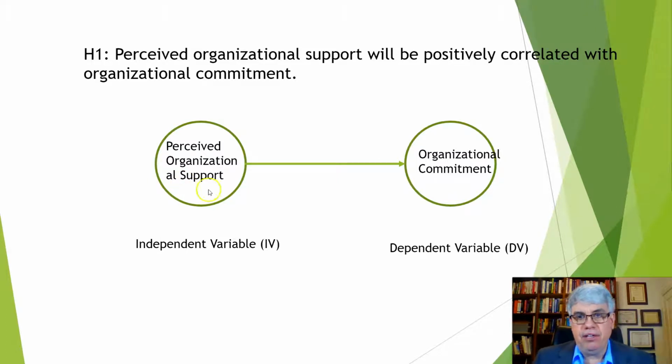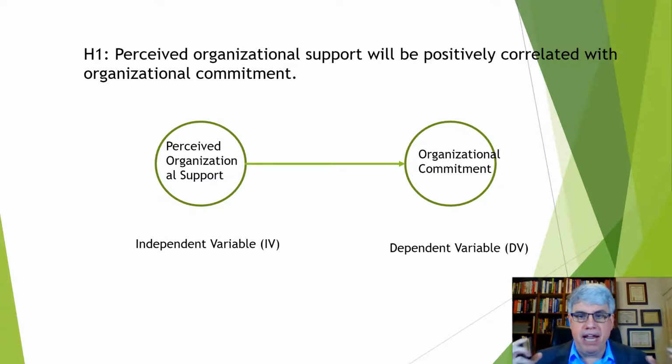Now, a couple things to notice is that we made a one-tailed hypothesis. It's positively correlated with organizational support. So we are predicting that this line represents a positive correlation, somewhere between 0 and 1. Now, we could have put a plus sign by this to indicate that it was a directional hypothesis. Now, furthermore, this is a causal model.